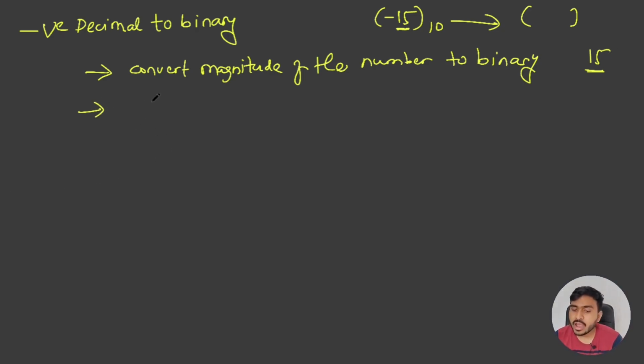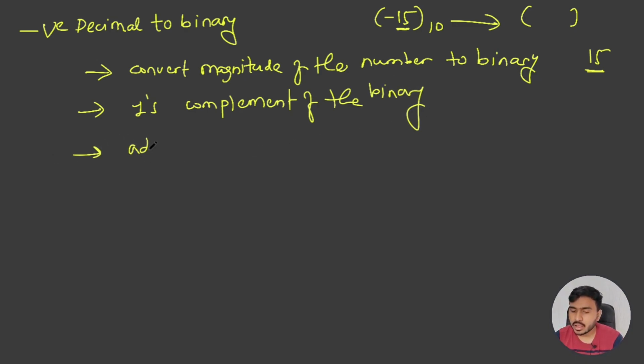Second step is we have to take 1's complement of the binary. I will tell you what is 1's complement. Let me just write the step. We have to take 1's complement of the binary. And third step is we have to add 1 to 1's complement. That's it. 3-step process, very easy.